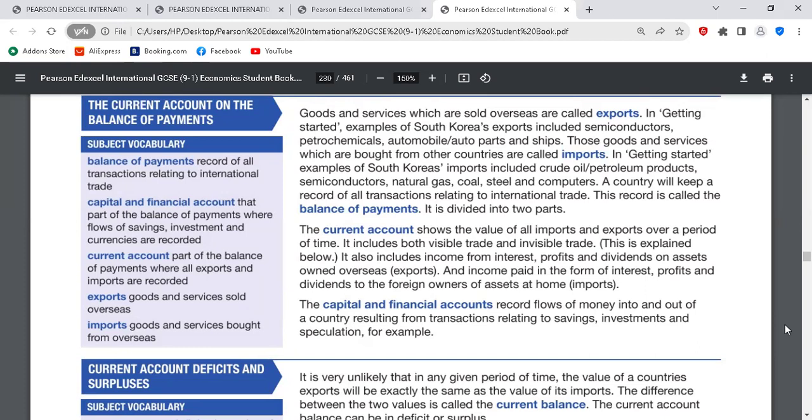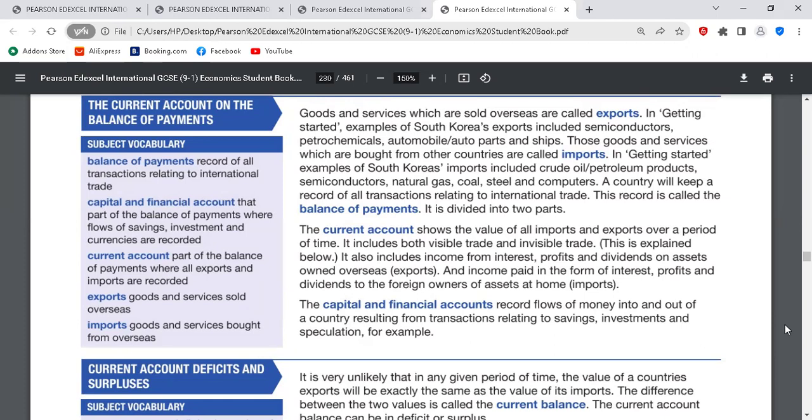It also includes income from interest, profits, and dividends on assets. We call this factor income. That means what we gain, the rewards of our factors of production, like land, labor, capital, and enterprise. These rewards are part of our current account. Clear?